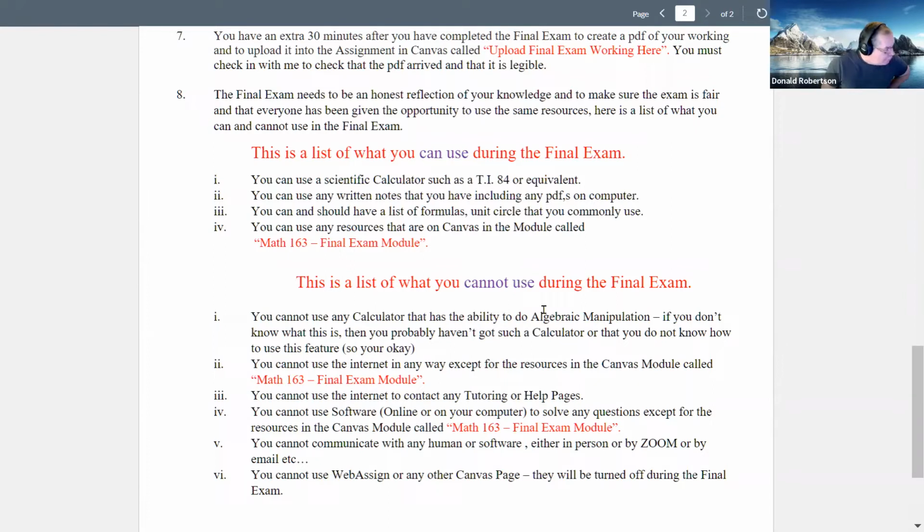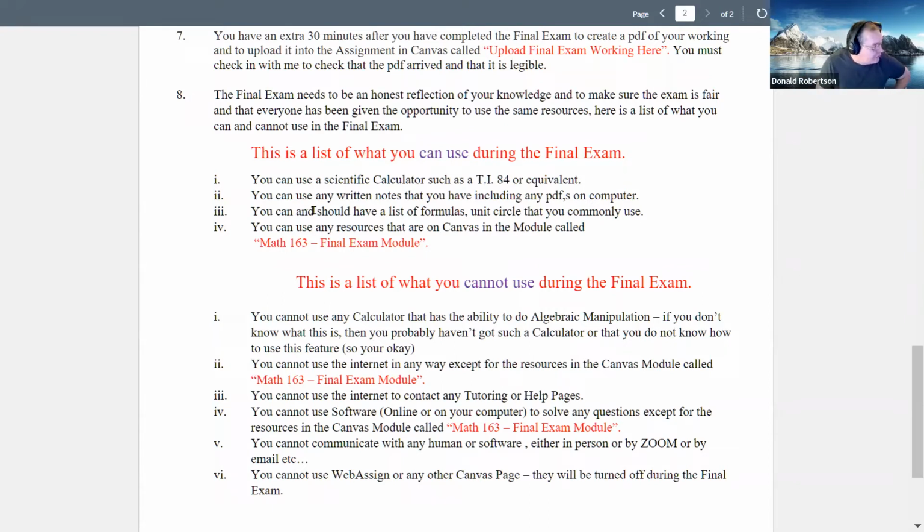You are allowed to use the following: your TI-84 or equivalent, right? You do that a lot. Any written notes that you've got, including PDFs on computer, because some of you do your notes on an iPad and they turn into PDFs, right? They're fine, right? That's just an electronic version of a piece of paper, right? So it's the same thing.